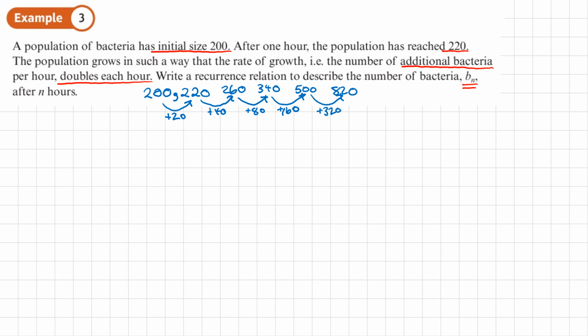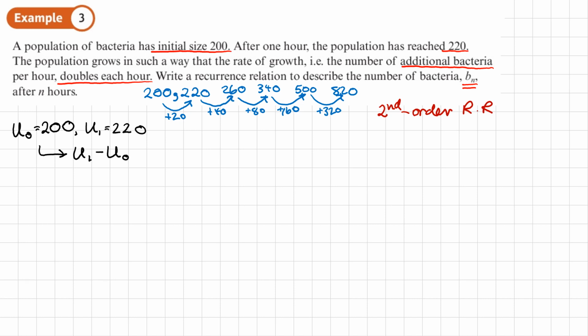Now this is an example of a second order recurrence relation because we have two starting values, 200 and 220. So we're going to say U0 is 200 and U1 equals 220. Now the increase from one term to the next, for these two, for example, would be u1 minus u0. Okay, that's just for those two terms.